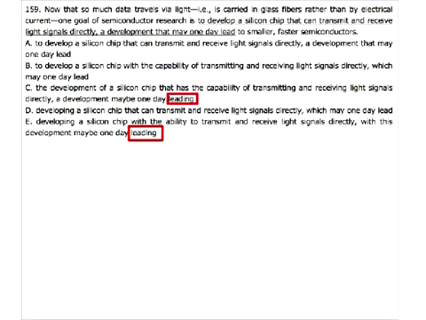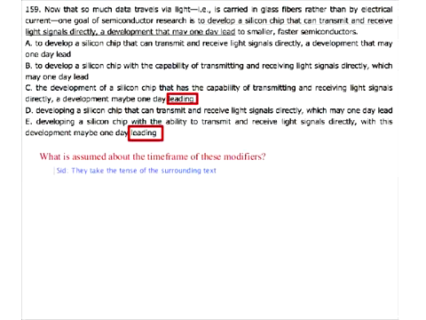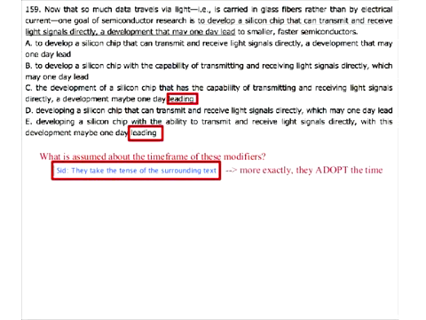What is assumed about the time frame of these modifiers? Well, here's what's assumed about the time frame of these modifiers. This is exactly correct. They take the tense of the surroundings. But by surrounding, what Sid means more exactly is they adopt the time frame of the clause to which they are attached.